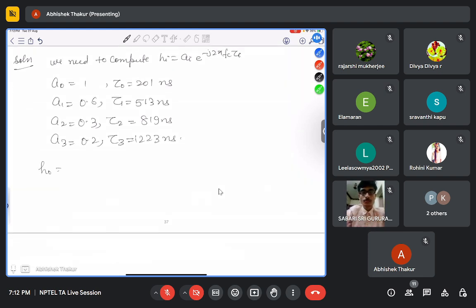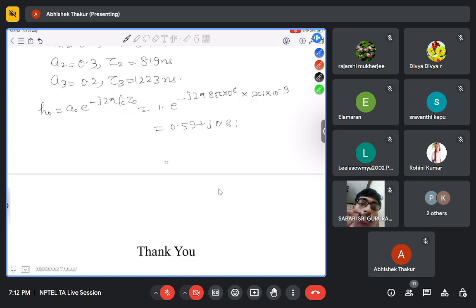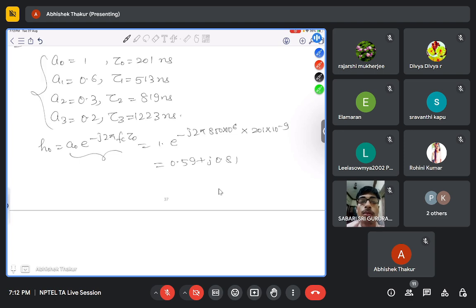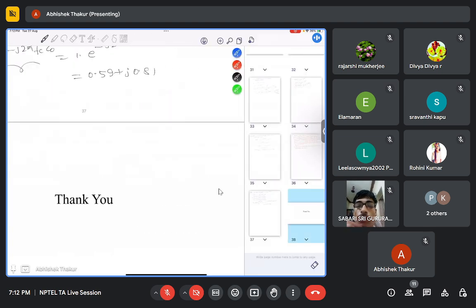So h0 is equal to a0 e to the power of minus j 2 pi f_c tau 0. When you substitute this value, it will be 1 e to the power of minus j 2 pi, f_c is given as 850 megahertz, so 850 into 10 to the power of 6, and tau 0 is 201 nanosecond. So when you solve this you will get 0.59 plus j of 0.81. So similarly you can solve by substituting all the values of a_i and tau_i.